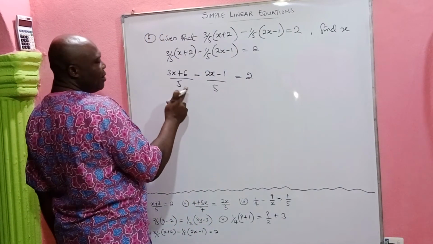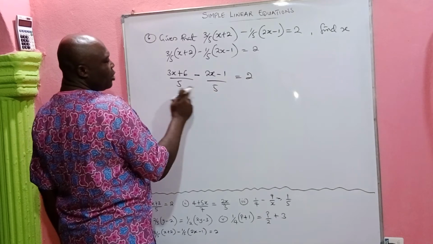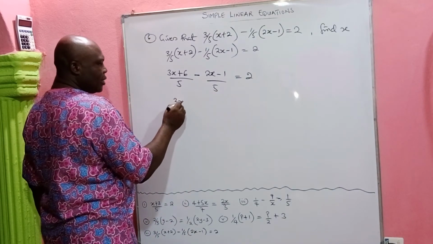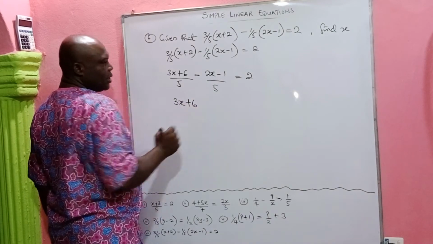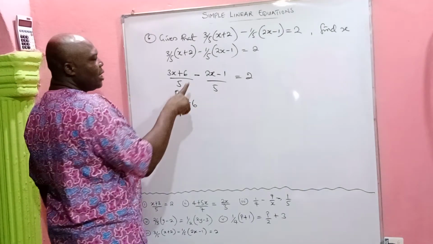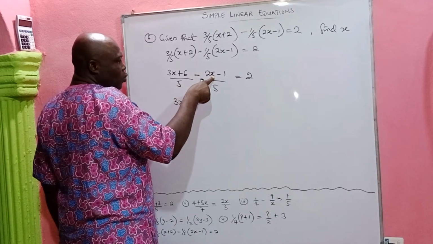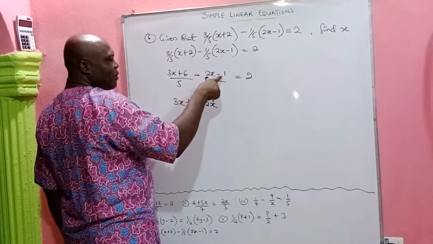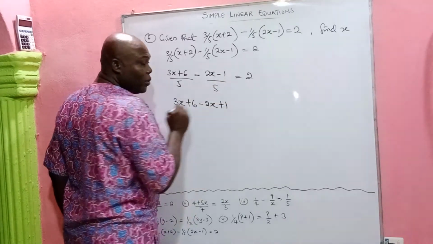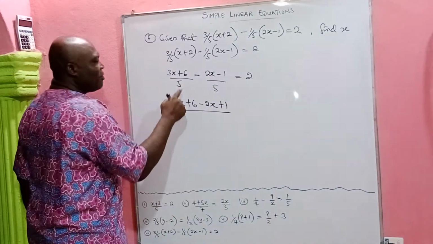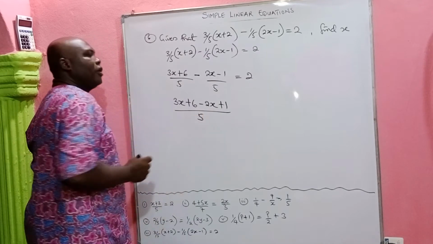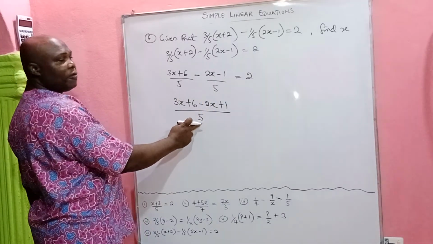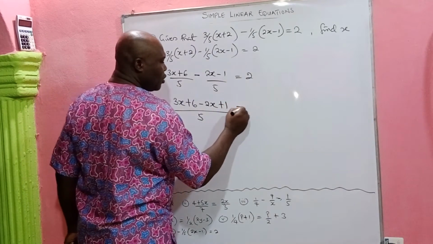Please take note of that. Now here we have the same denominator, which is 5. So it therefore means that we are going to have 3x plus 6. Then this minus will affect 2x to be minus 2x. And then this minus affects minus 1 to be plus 1, which is what we did before. All right, so we'll now have a single fraction of 5, since we have 5 on both sides. All is equal to 2.